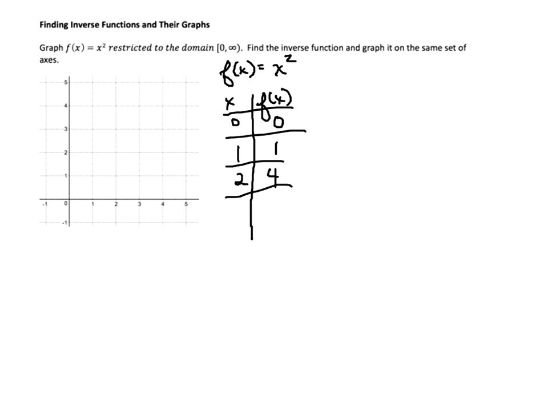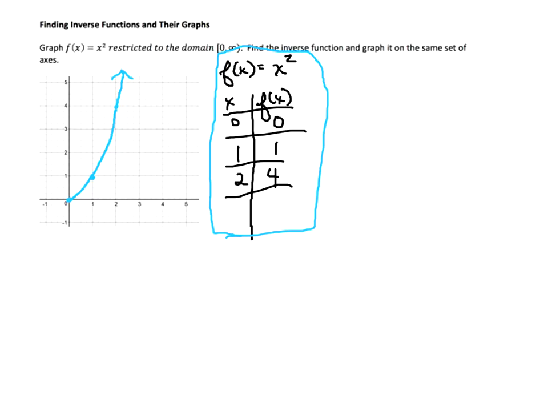So 0 squared is 0, 1 squared is 1, 2 squared is 4, and I will graph this function in blue. 0, 0, 1, 1, 2, 4. So this thing comes through, shoots up. All right, I need to find the inverse.